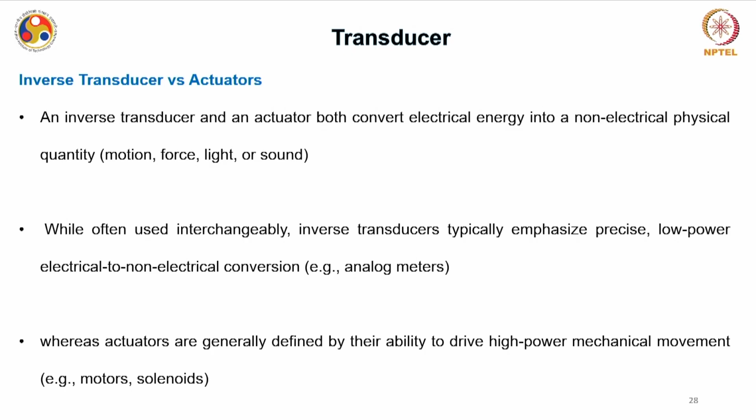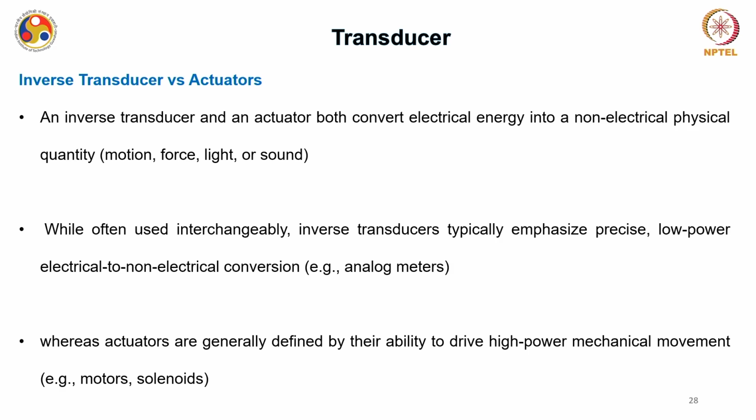Inverse transducers and actuators both convert electrical energy into a non-electrical physical quantity, say motion, force, light or sound. Sometimes their names are used interchangeably. However, if you see in detail, inverse transducers typically emphasize precise, low power electrical to non-electrical conversion, like our analog meters, whereas actuators are generally defined by their ability to drive high power mechanical movement, like in the case of motors, solenoids and so on.